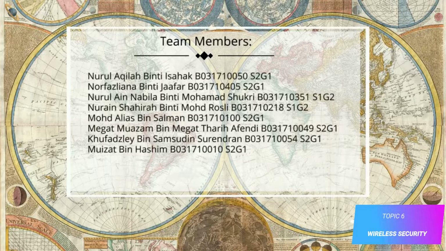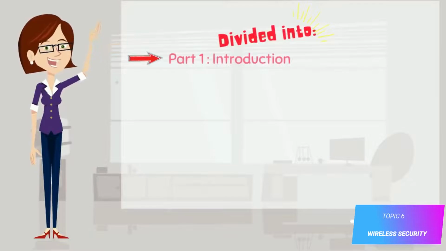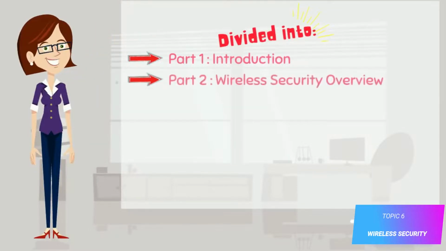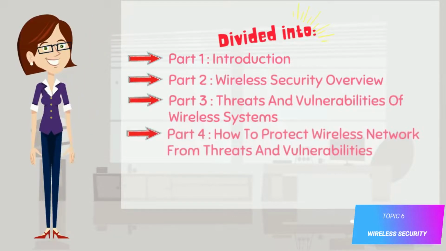This video is divided into 5 parts. Part 1 Introduction. Part 2 Wireless Security Overview. Part 3 Threats and Vulnerabilities of Wireless Systems. Part 4 How to Protect Wireless Network from Threats and Vulnerabilities, and Part 5 Conclusion.